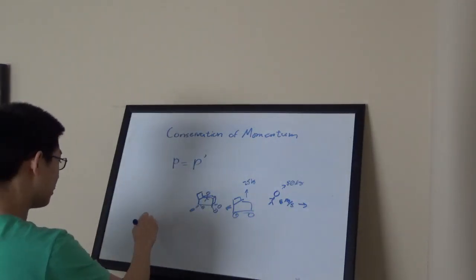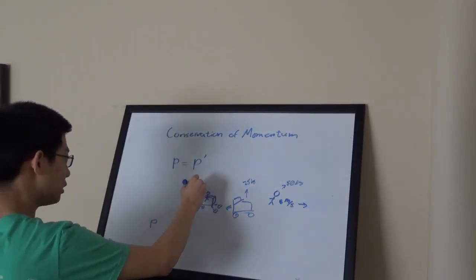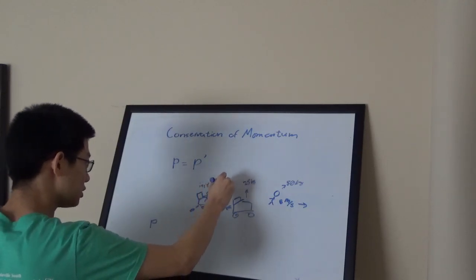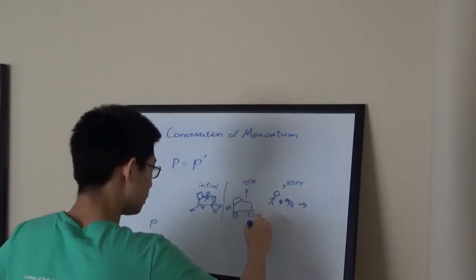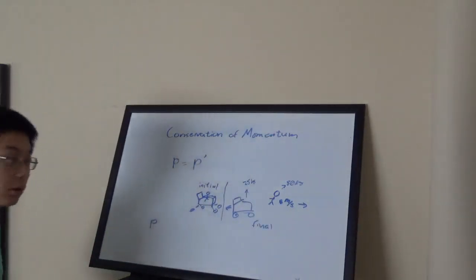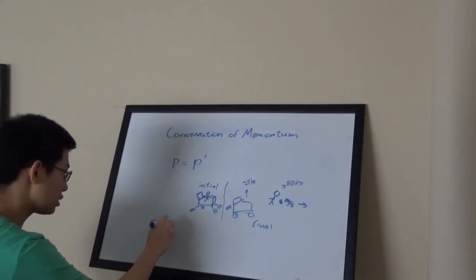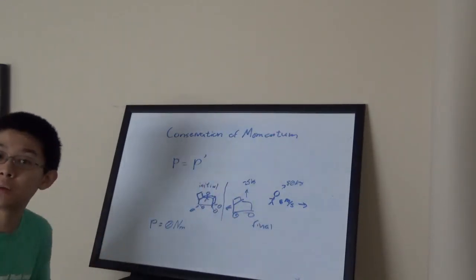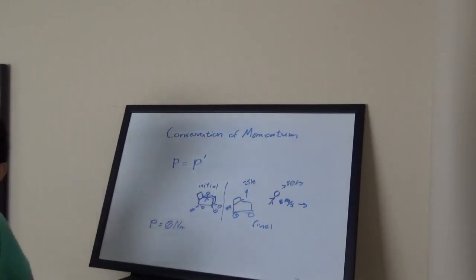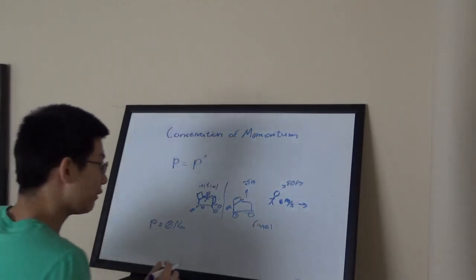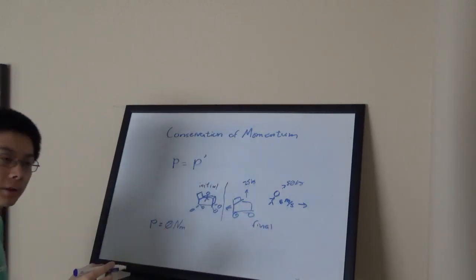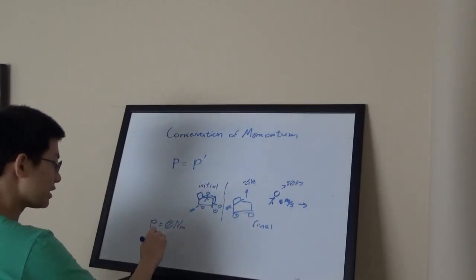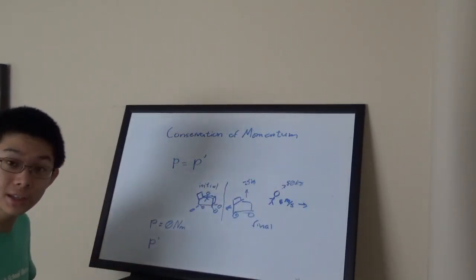Well, I just have to calculate my initial momentum. This is the initial state, and this is the final state. My initial momentum is 0. I'm stationary, so my initial momentum is nil. No velocity means no momentum. What about my final? Well, my final momentum is going to be equal to the sum of all the momentums in the system.